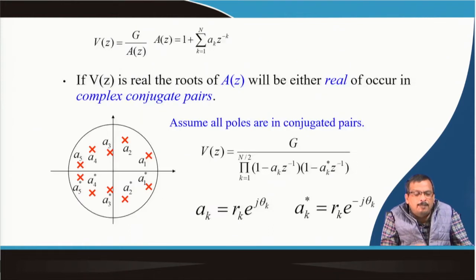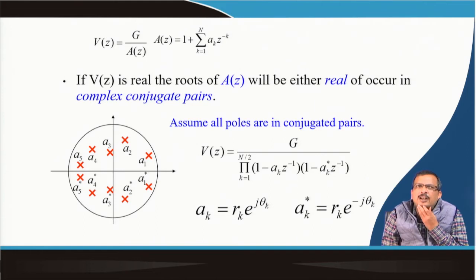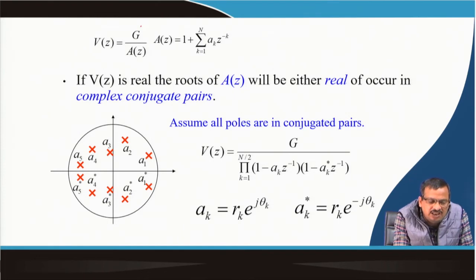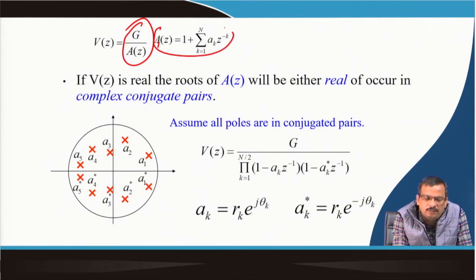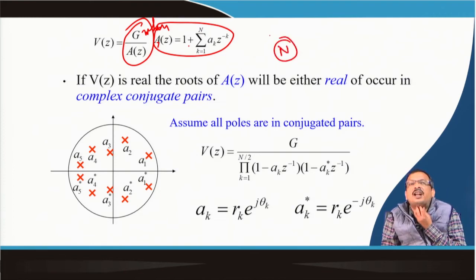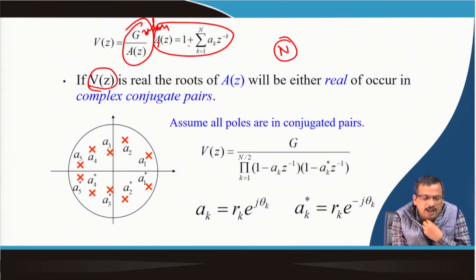Let us take an example on the application side, say the human vocal tract. The mathematical expression of the human vocal tract can be considered as an all-pole system, which is G by A(z). G is the gain and A(z) is equal to 1 plus summation over k. So, there are N number of poles present in the human vocal tract. I want to give an example. Let us say V(z) is a real function with real roots of A(z).